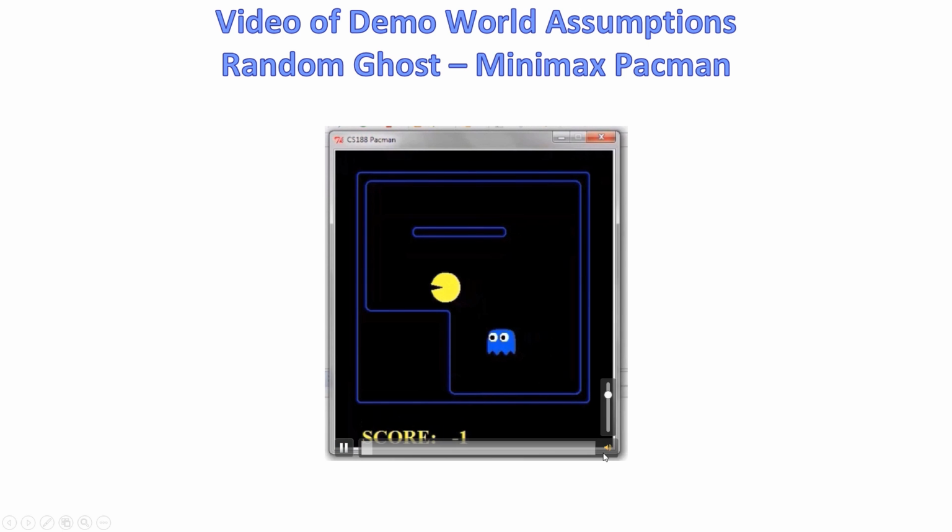Here is the third case, when the ghost is random and Pac-Man thinks that he is optimal. So Pac-Man here is very pessimistic, more than it should be. Let's see what will happen here. You see, Pac-Man hesitates because he thinks that the ghost is optimal, but the ghost actually is naive. So Pac-Man is not making good decisions because he's always considering the worst case.